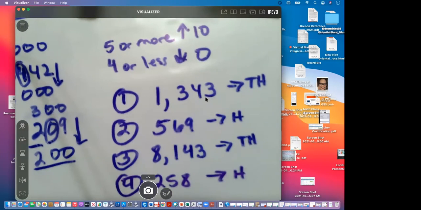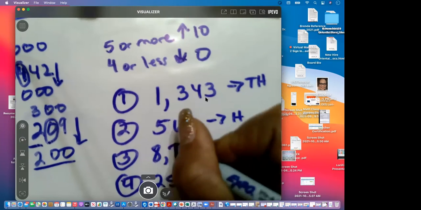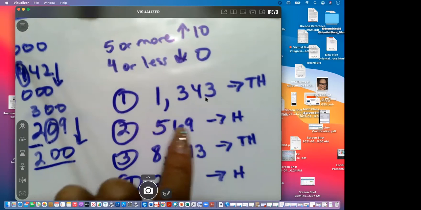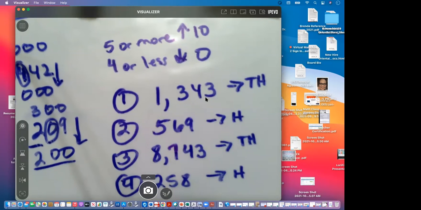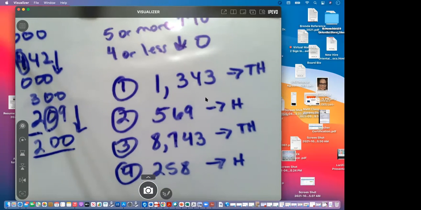So the first one, 1,343, you're going to round to the nearest 1,000. The next one, 569, you round to the nearest 100. 8,073, you're rounding to the nearest 1,000. And 258, you're rounding to the nearest 100. Okay? I'm going to give you 15 minutes.